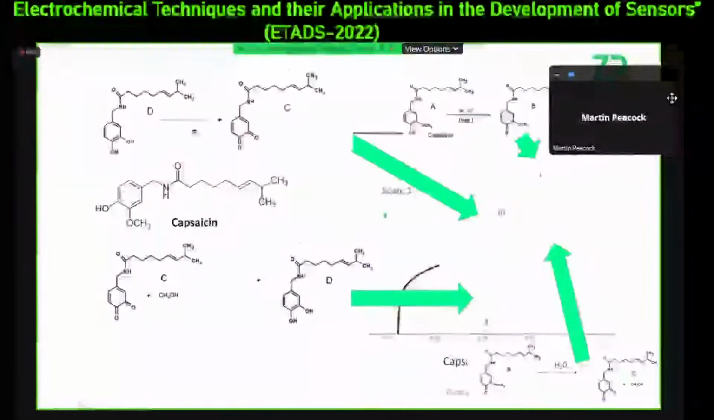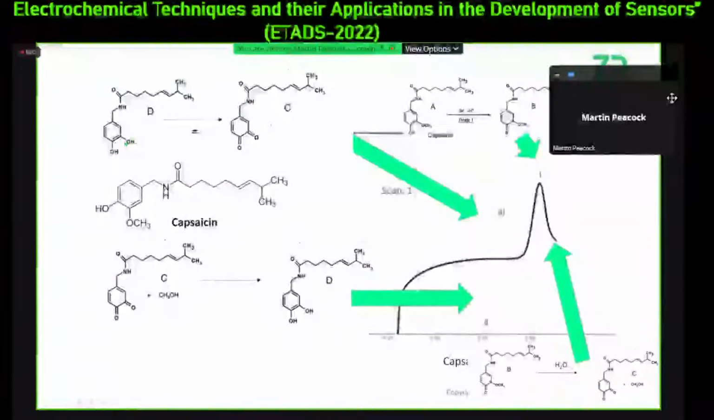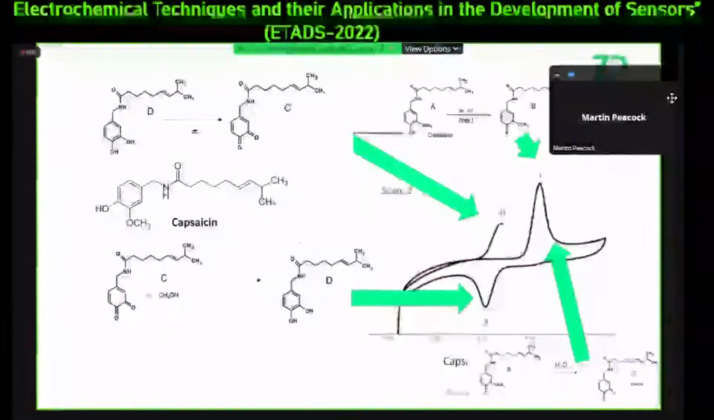And then we get a new peak. We get a new peak because, in fact, the quinol, which is new, we formed it during the experiment, reoxidizes to a quinone. And so capsaicin has an unusual cyclic voltammogram. Ferricyanide was quite simple. We had oxidation, we had a reduction, it was quite repeatable. With capsaicin, the second scan is very different from the first scan. We actually have a new peak in there.